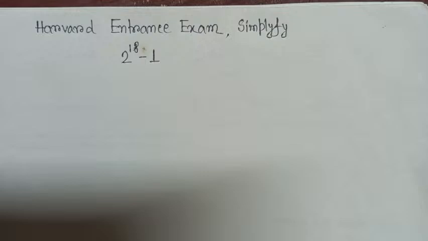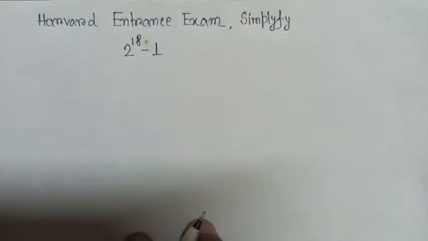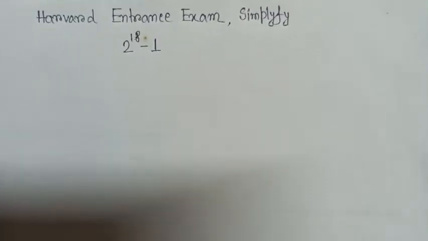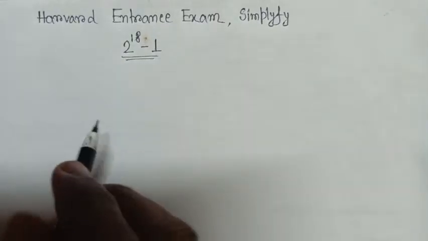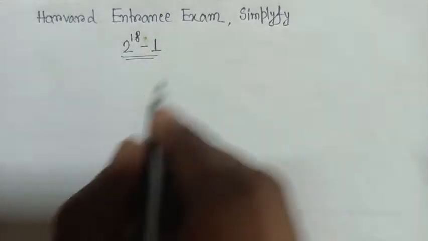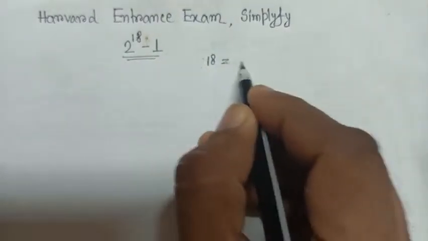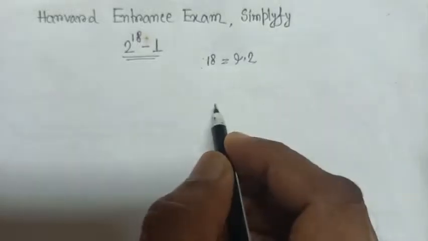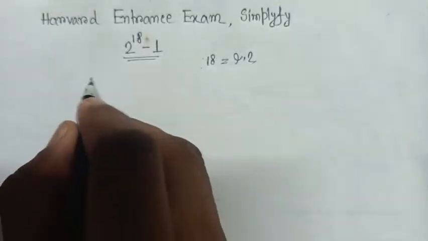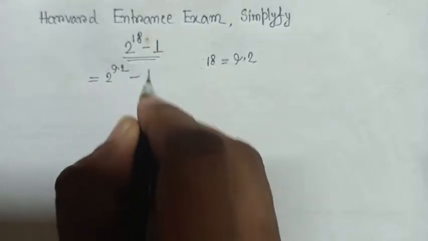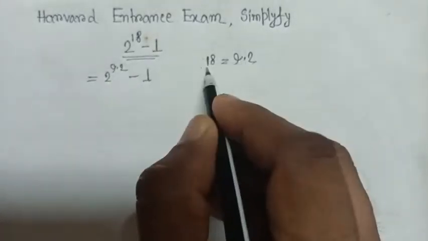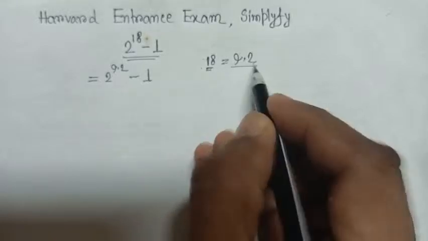We need to solve, without using a calculator, the value of 2 to the power 18 minus 1. So let's start. We can find this solution in several ways; I am showing one of these. We can express 18 as 9 times 2, so we can write 2 to the power 9 times 2, minus 1.